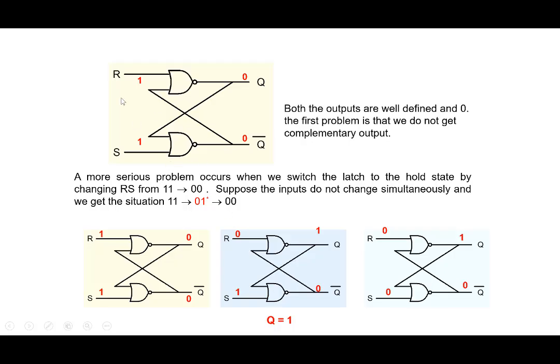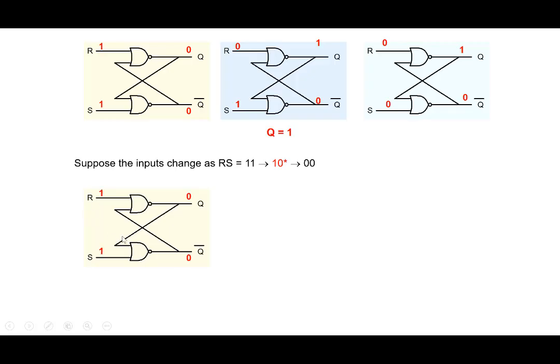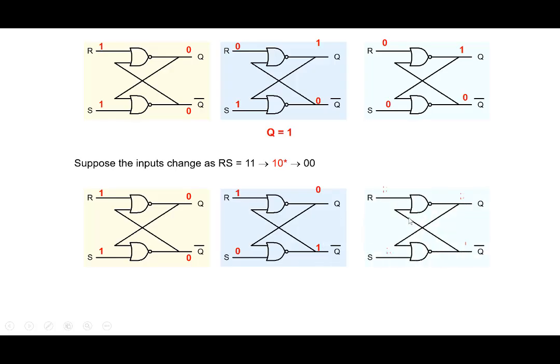But it may happen that it's not the S input which is slightly delayed, but suppose it's the R input which is slightly delayed. So this is one particular case. Suppose the inputs change as 1 1 to 1 0, so the R input is a little bit delayed. In that case, we can easily see 1 1, 0 0, and then S changes earlier, R remains 1. So it goes to 0 1, and then eventually R also goes to 0, and it goes to 0 1. So the latch then goes into a reset state, Q equal to 0.